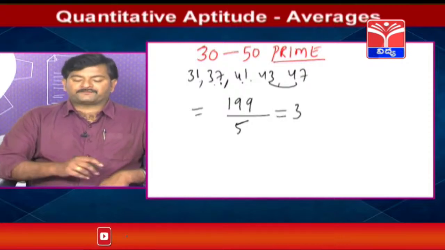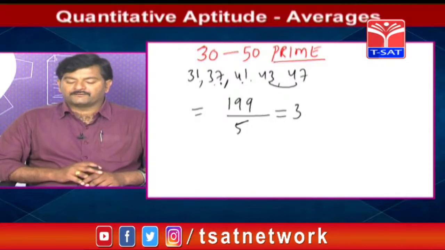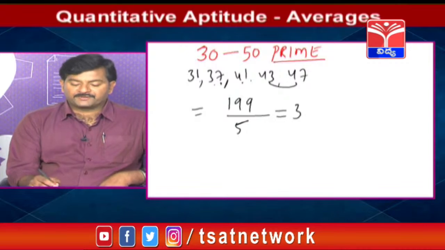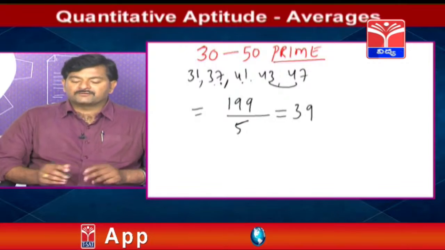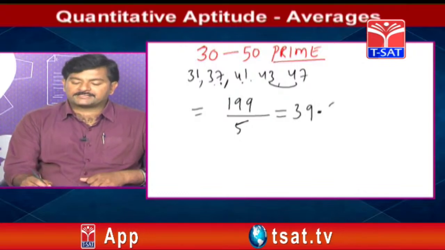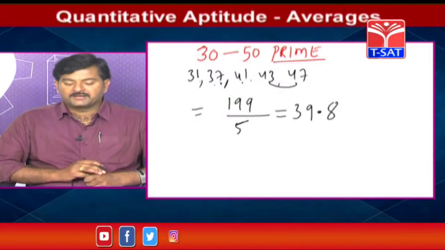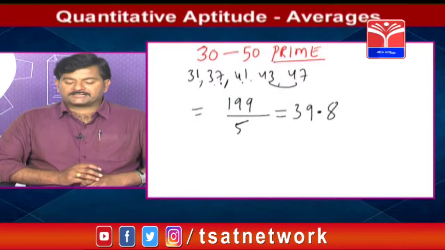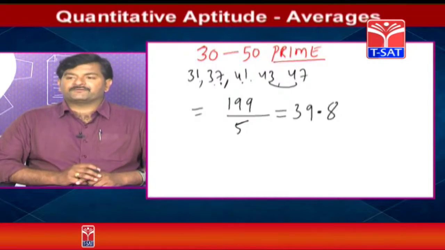5 3s are 15, so 4 is left, 49. 5 9s are 45, so 4 is left. Keeping the decimal, 4 will be written as 40. 5 8s are 40. I hope you understood.